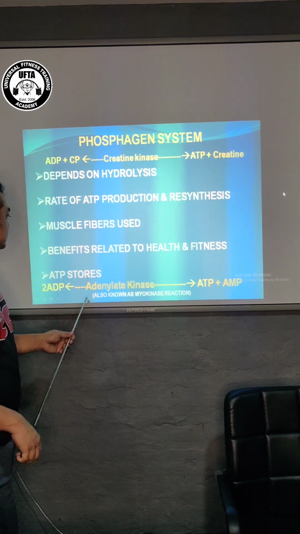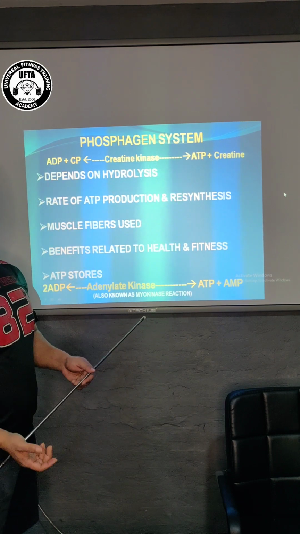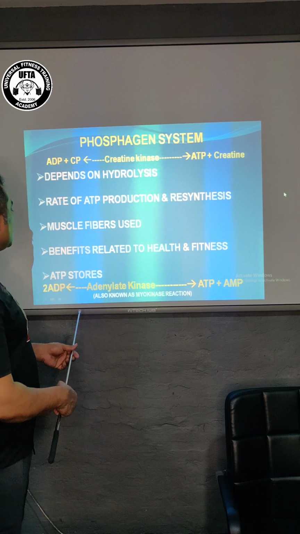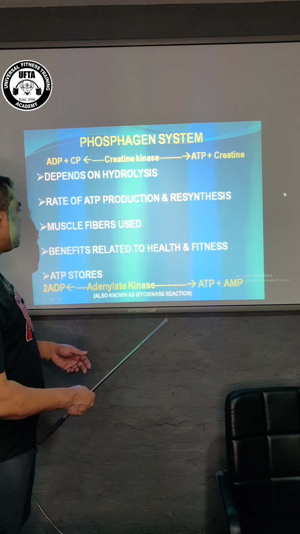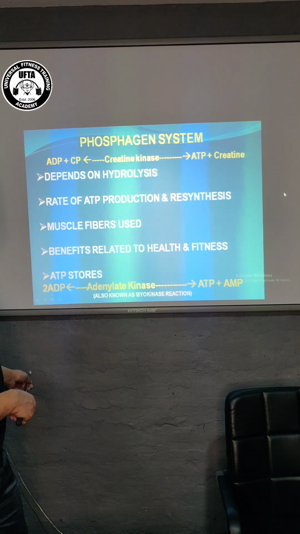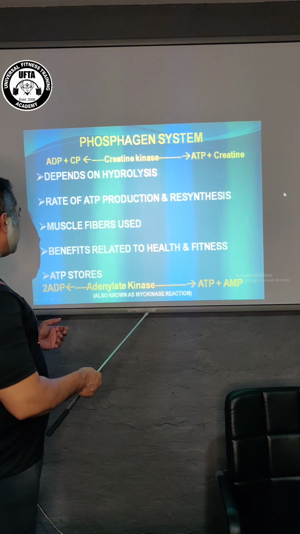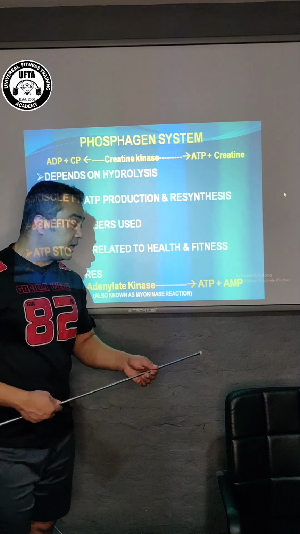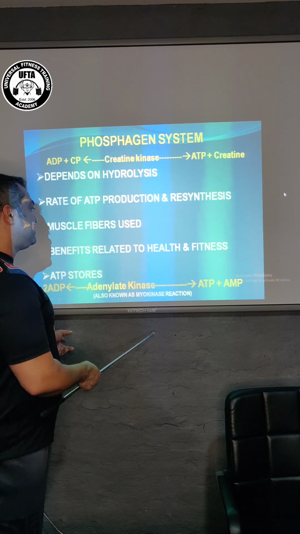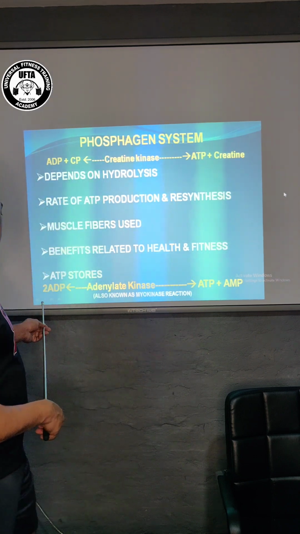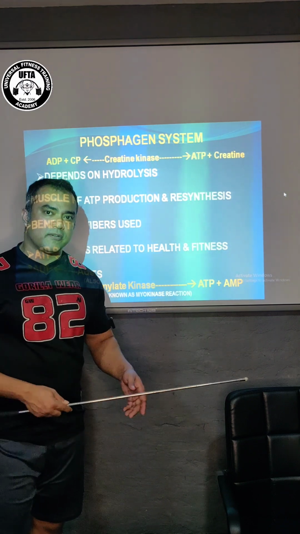And ATP stores, as I already informed you, are greater in type 2X muscle fibers. So people with more type 2X muscle fibers have more ATP. And there is another mechanism through which the body generates ATP, and that is from 2 ADP. This is also known as the myokinase reaction, triggered by adenylate kinase, which helps bind 2 ADP to generate ATP and adenosine monophosphate.